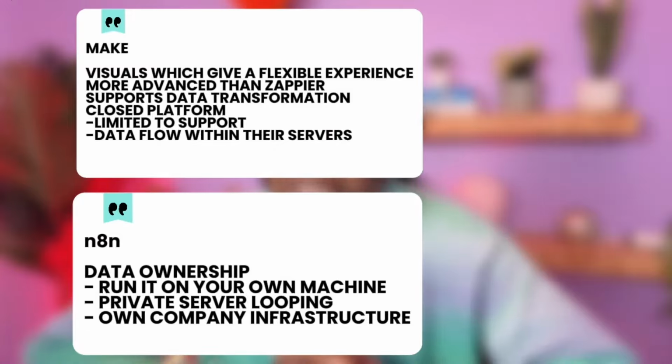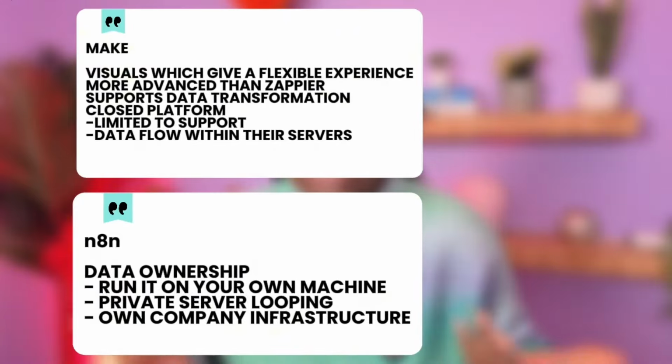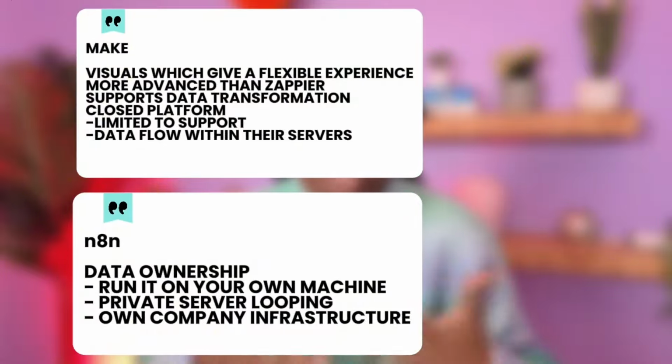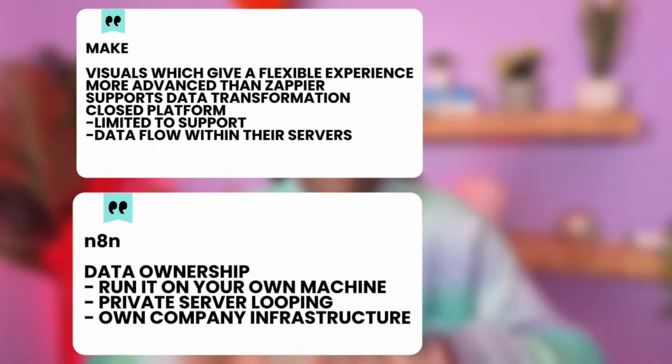Now, let's compare n8n to Make. So, Make offers a visual and also flexible experience as well. It's more advanced than Zapier and also supports some data transformation really well. But it's still a closed platform because you are limited to what Make supports and your data flows through their servers as well. But n8n, on the other hand, gives you data ownership, meaning that you can run it on your own machine, on a private server, or even inside your own company's infrastructure, which is really a big deal for security-conscious teams that require data sovereignty to some extent.